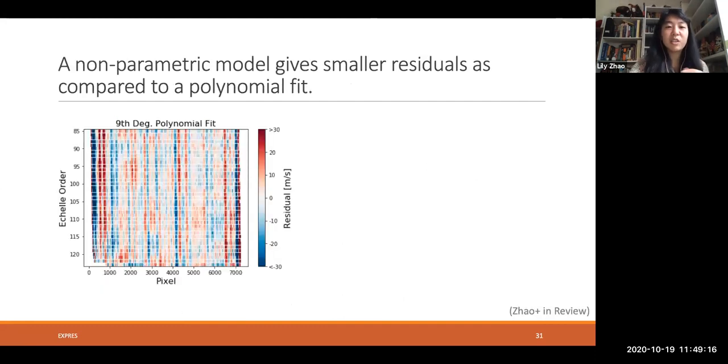So as a test of the interpolation step, I show here the residuals to a single exposure. So here's just shown all the LFC lines, like a zoom in of what I was showing before. The x-axis is still pixel and the y-axis is shell order. And in color, you have the residuals.